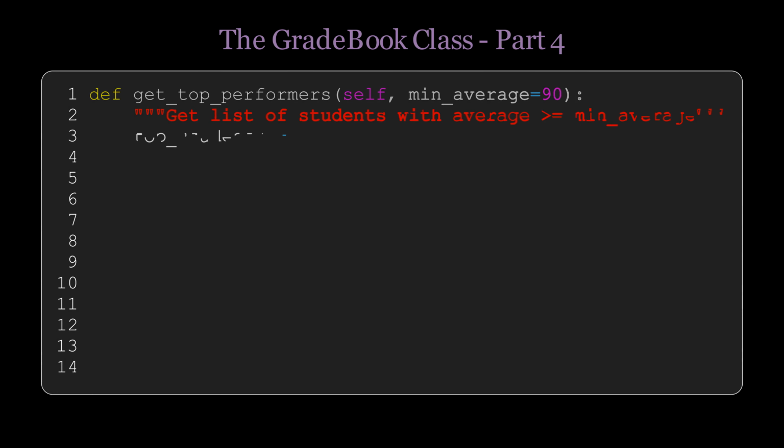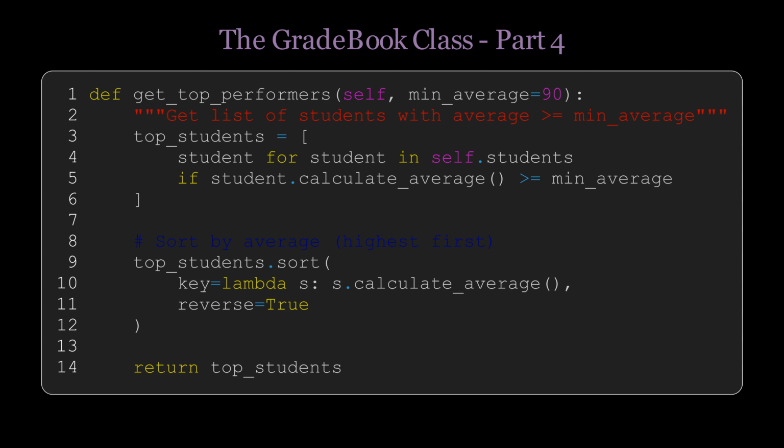Let's add a method to get all top performers, students who meet or exceed a certain average. This is useful for honor roll lists or identifying students who need recognition. The get top performers method takes a minimum average parameter with a default value of 90. We use a list comprehension to filter students whose average meets or exceeds the threshold. This creates a new list containing only qualifying students.